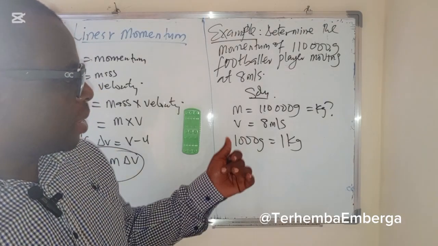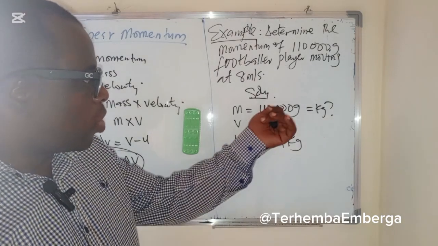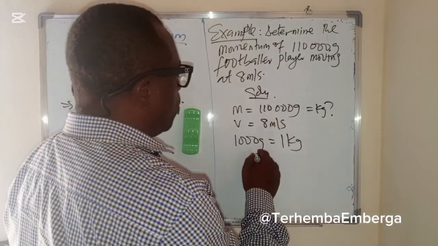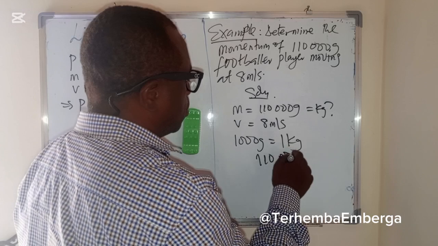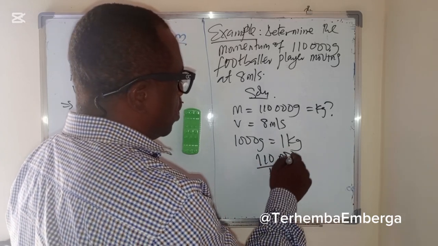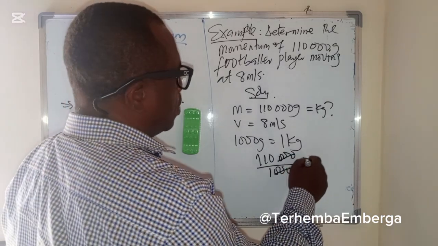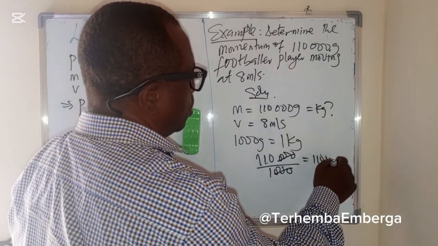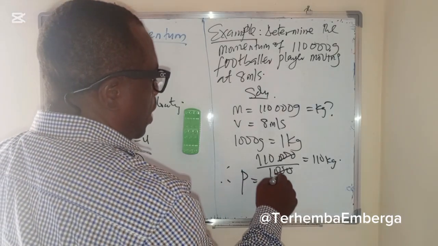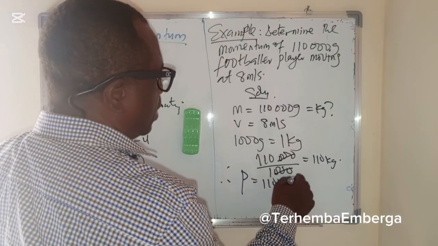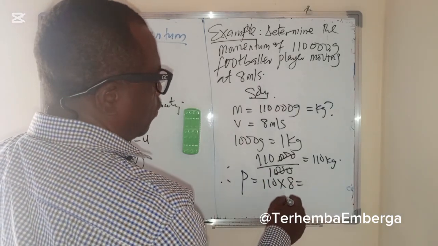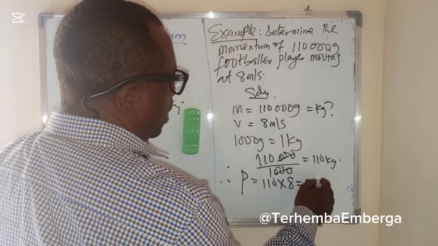So in this case, we're changing from a small to a big unit. So we're going to divide. So we simply divide 110,000 by 1,000. And 3 of these zeros will cancel this. So this is equal to 110 kg. Therefore, momentum is equal to 110 times 8. So if you multiply this, this is going to give us 880.